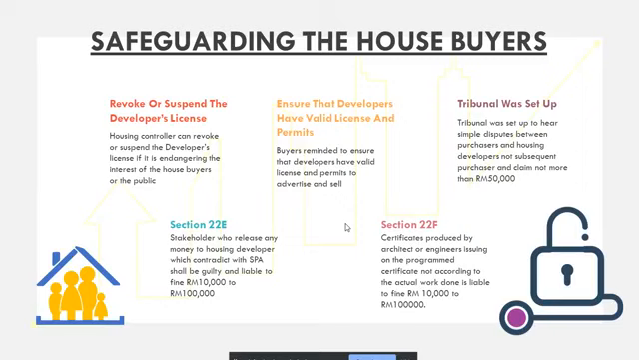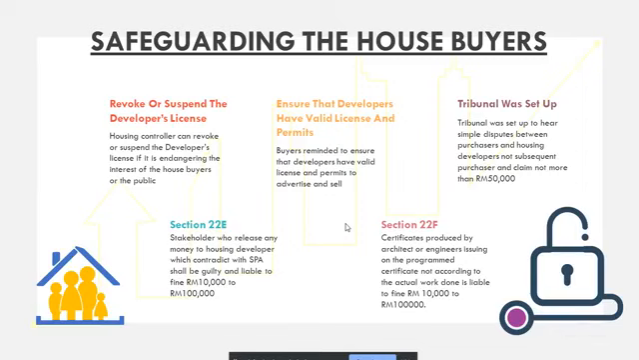So revoke or suspend the developer license. So in order to safeguard the house buyer, if the developer membahayakan interest of the house buyer or the public, so the housing controller akan revoke lah atau suspend the license lah. So you guys can see more on section 13 lah, Akta 118 lah, berkenaan dengan ni, revoke or suspend ni.